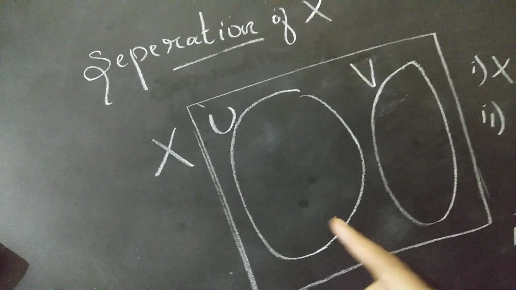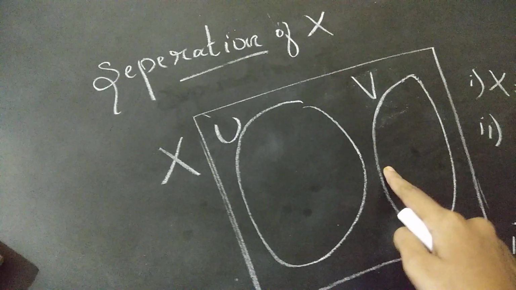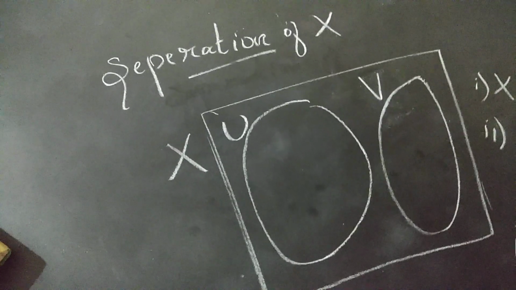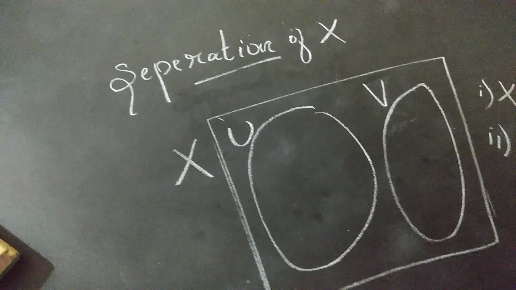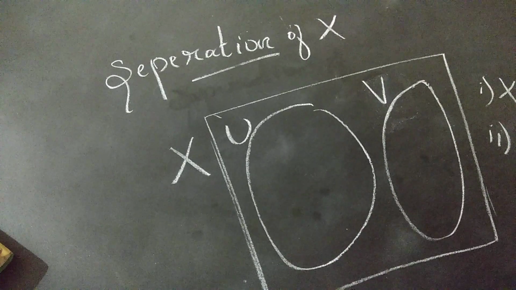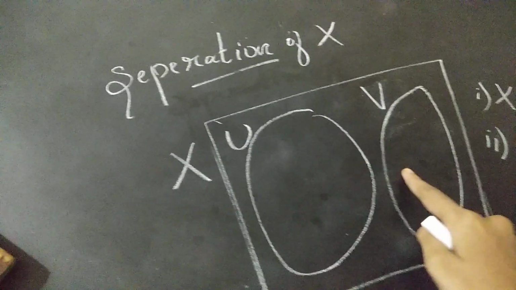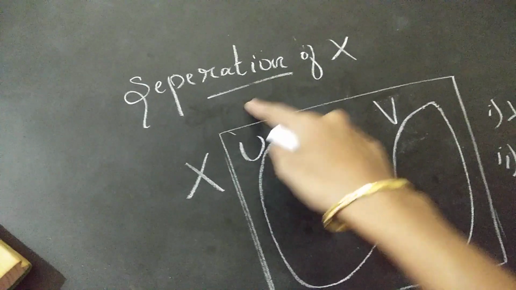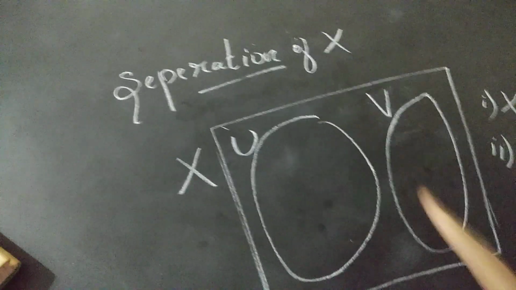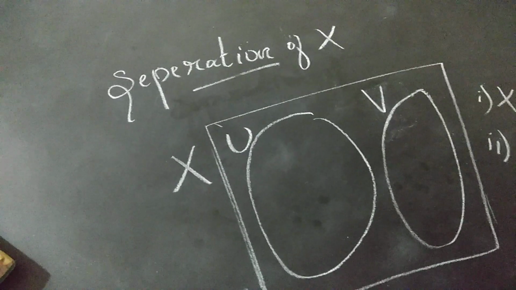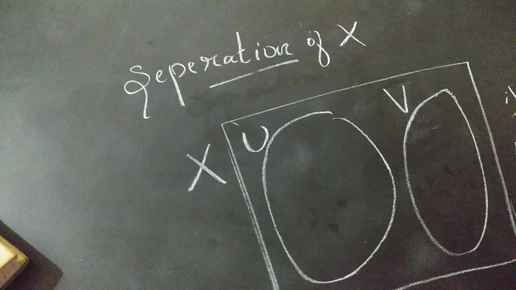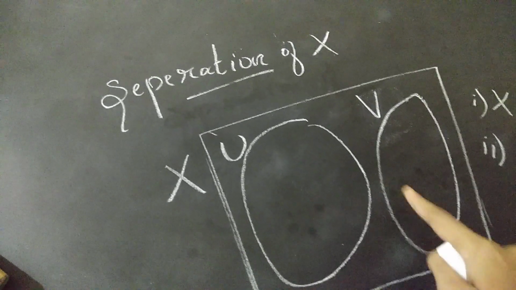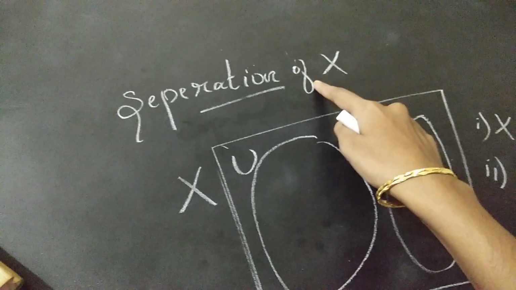Within this topological space you are having two disjoint open subsets, okay? They are U and V. I am going to say this U and V are a separation of X. To say that, there are some conditions that should get satisfied, then only you can say this U and V are the separation of X.